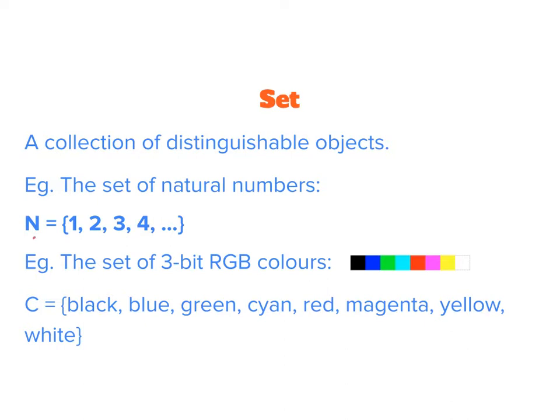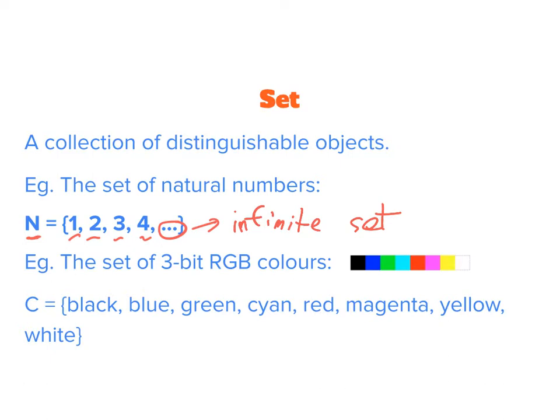And then we have the elements in the set, so 1, 2, 3, 4, and you notice here we have this ... That means that this set goes on forever, so there are more elements than we can possibly list, so 5, 6, 7, 8, and so forth. So we call this an infinite set. So it means there's an infinite amount of elements in it.